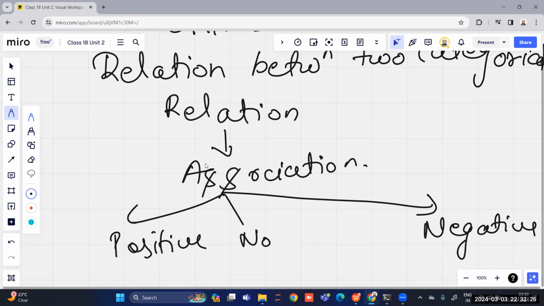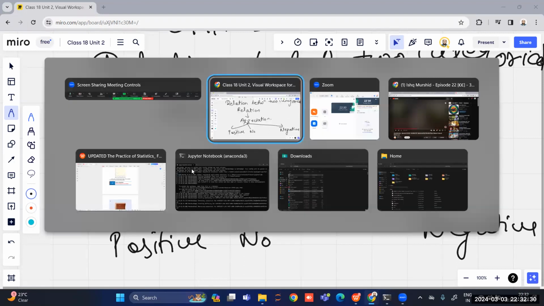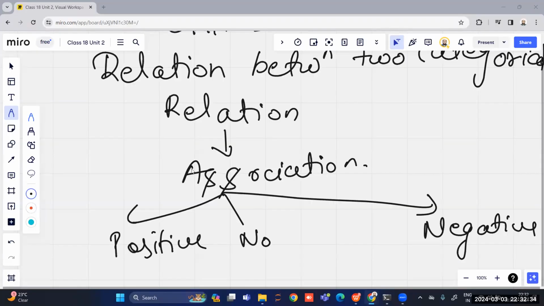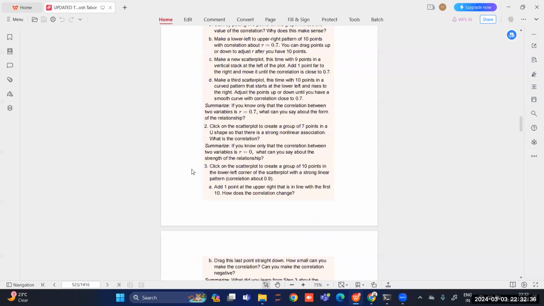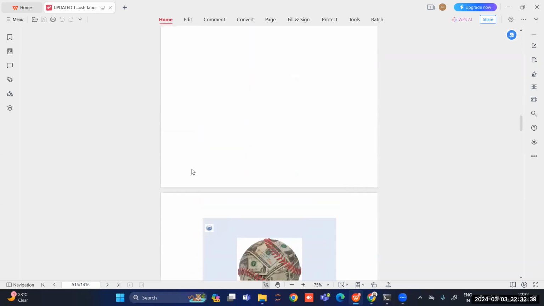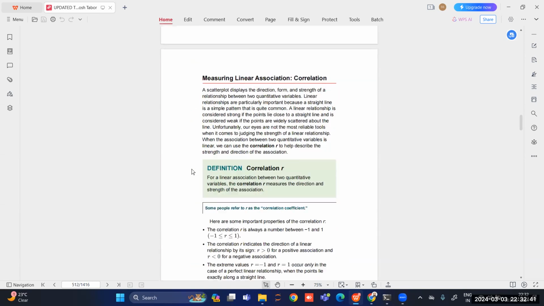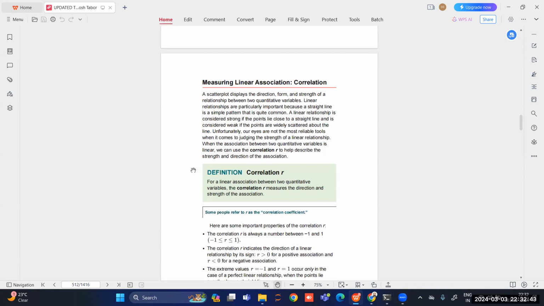Now, while we are studying association, there comes a study of association which is known as correlation. I think we had stopped here, so I'll just revise correlation.